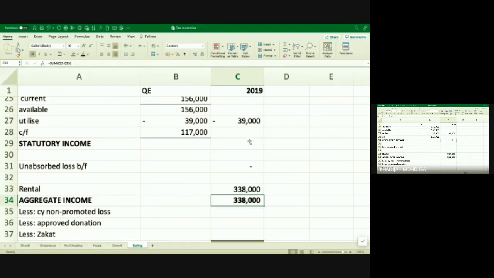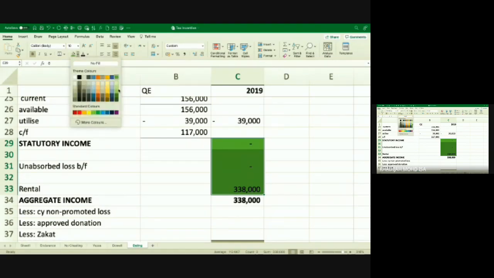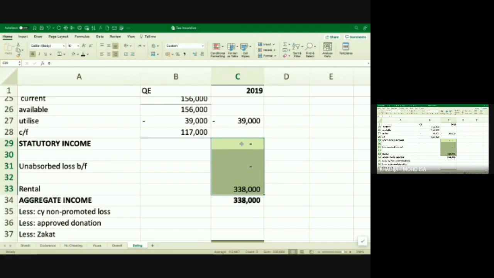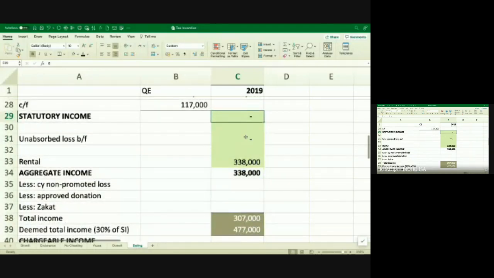So remember that if you do have a statutory income here, you add your statutory income with your other income. But in this case, because your statutory income is nil, that's why your aggregate income is only your rental income. So later we look into a question where you do have this unabsorbed loss brought forward.